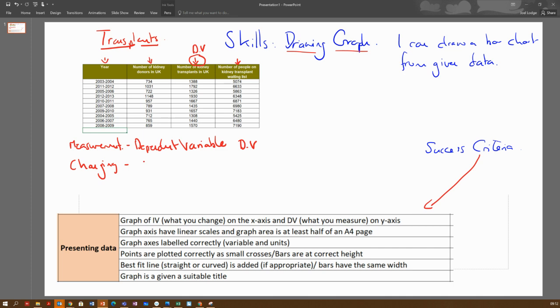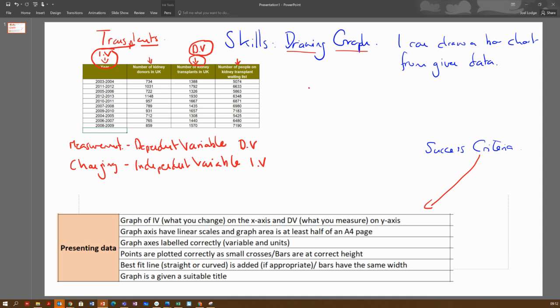Now I think we're changing or testing. I wonder if anyone can remember the name of the variable from year 6: the independent variable. Well done if you remembered that. I'm going to shorten that to IV. So the independent variable here is what we're changing, and that's the year. So here's our independent, here's our dependent, and that's what we're going to plot on our graph.